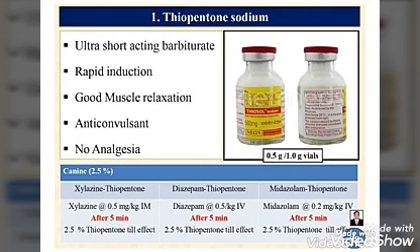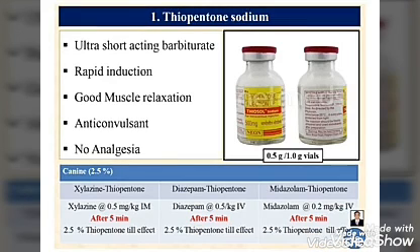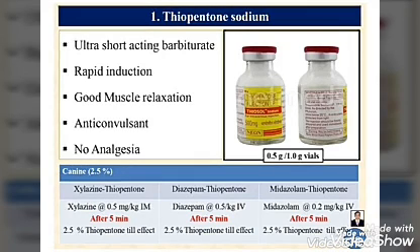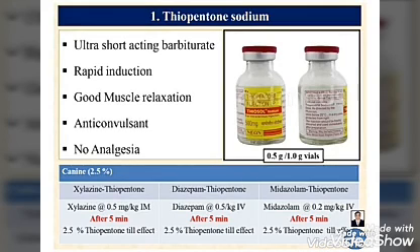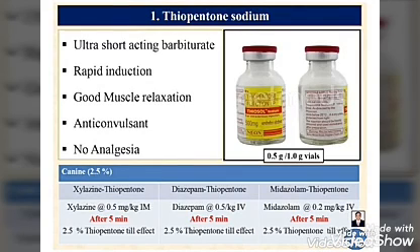Thiopentone is an ultra short-acting barbiturate anesthetic drug available in 0.5 gram and 1 gram vials in dry powder form. So what do we mean by ultra short-acting drugs? It means that after administration of this drug as an induction anesthetic, it produces a short duration of the anesthetic period, a short duration of action.